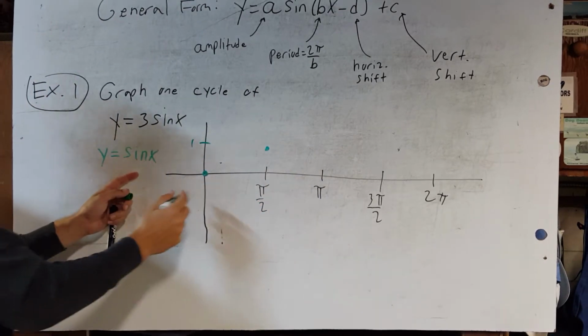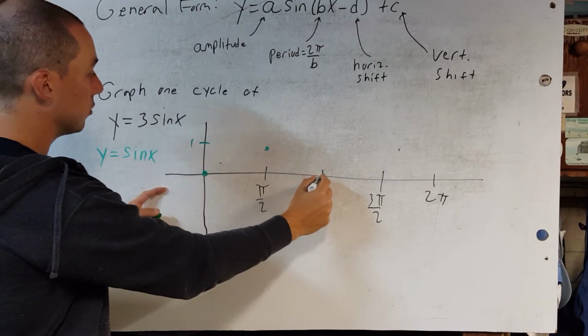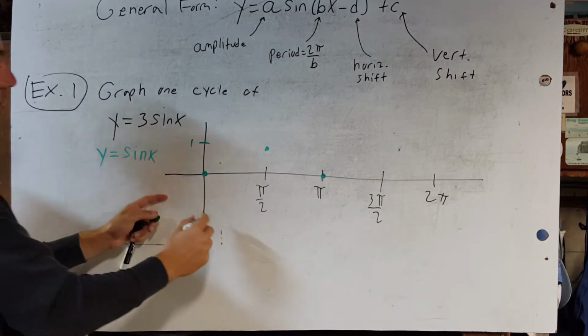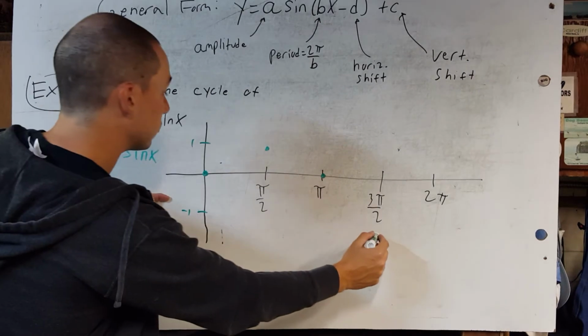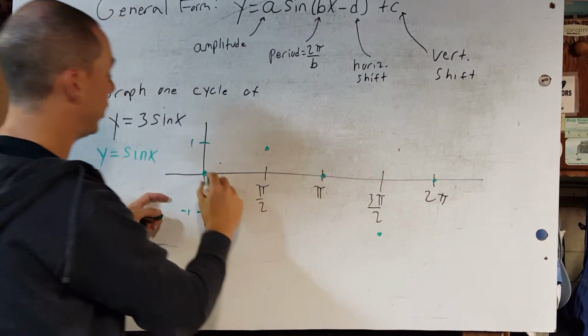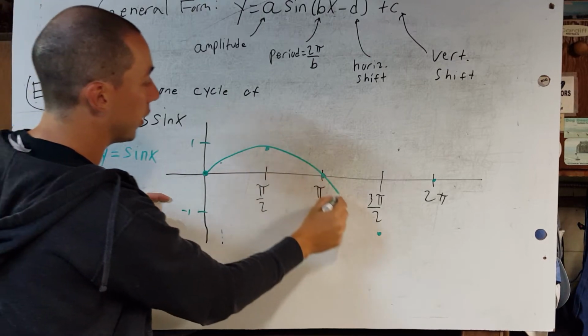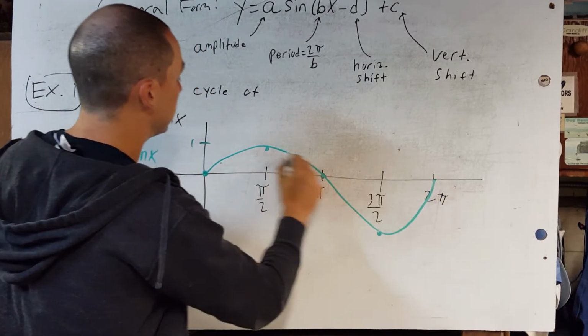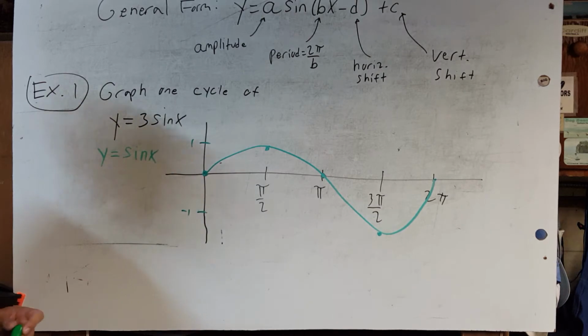The minimum, then sine goes back to 0 at pi. The minimum for sine is -1. And then it goes back to 0, and that's 1 period, or sorry, 1 cycle of sine.